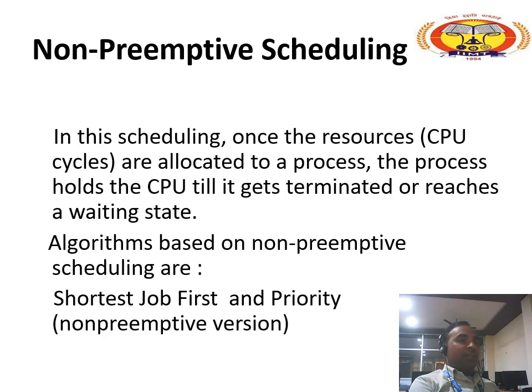Now the next scheduling is non-preemptive scheduling. Clear? So what is non-preemptive scheduling? As I told you about preemptive, suppose we have P1 and P2. I am talking in the same sense with respect to non-preemptive scheduling. Suppose the process P1 is holding the CPU and at the same time the process P2 wants the CPU.